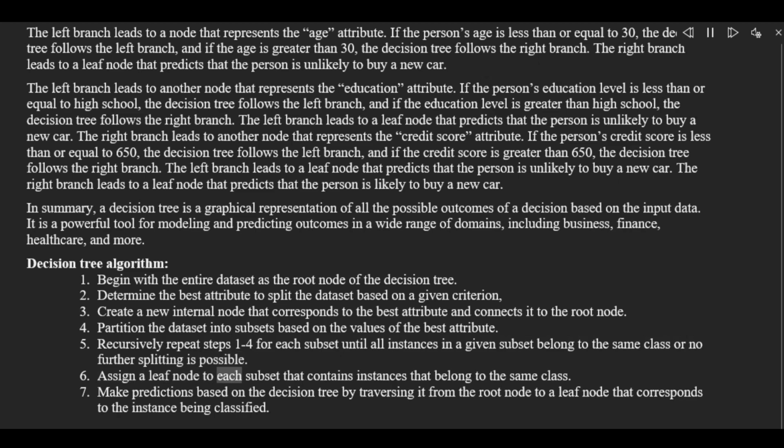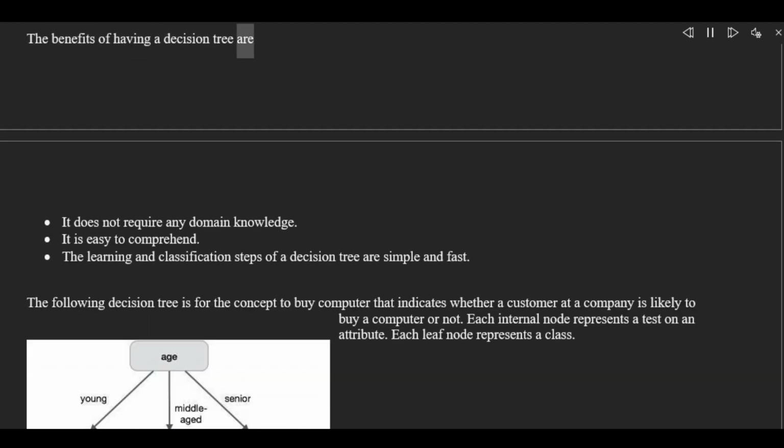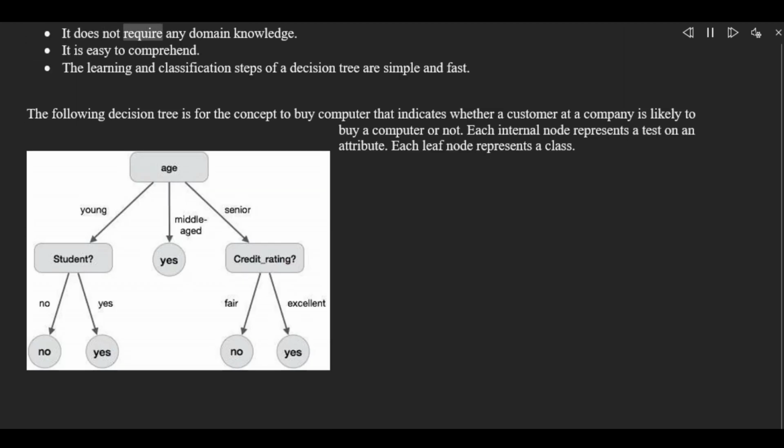Assign a leaf node to each subset that contains instances that belong to the same class. Make predictions based on the decision tree by traversing it from the root node to a leaf node that corresponds to the instance being classified. The benefits of having a decision tree are: it does not require any domain knowledge. It is easy to comprehend. The learning and classification steps of a decision tree are simple and fast.